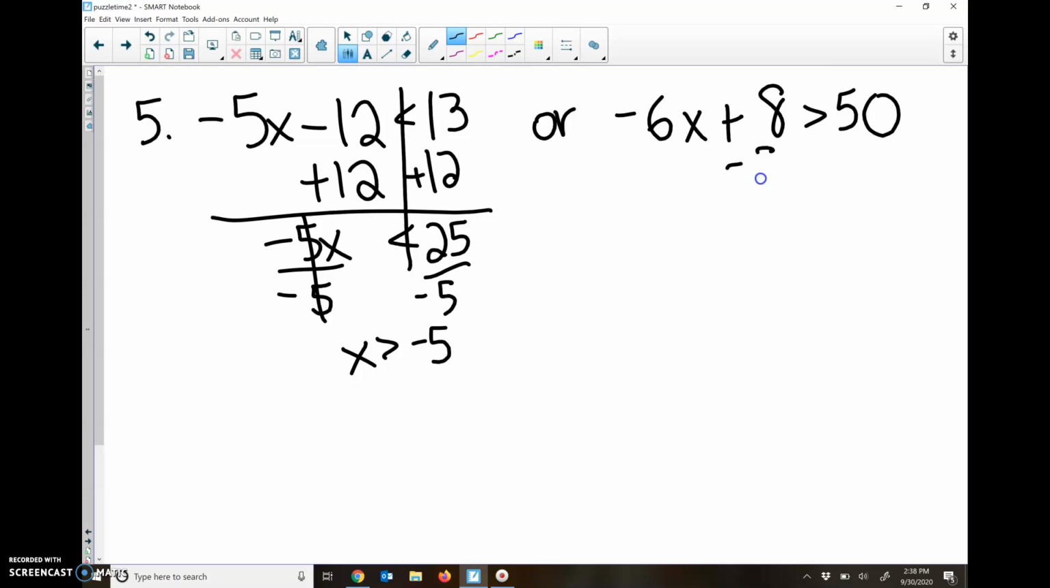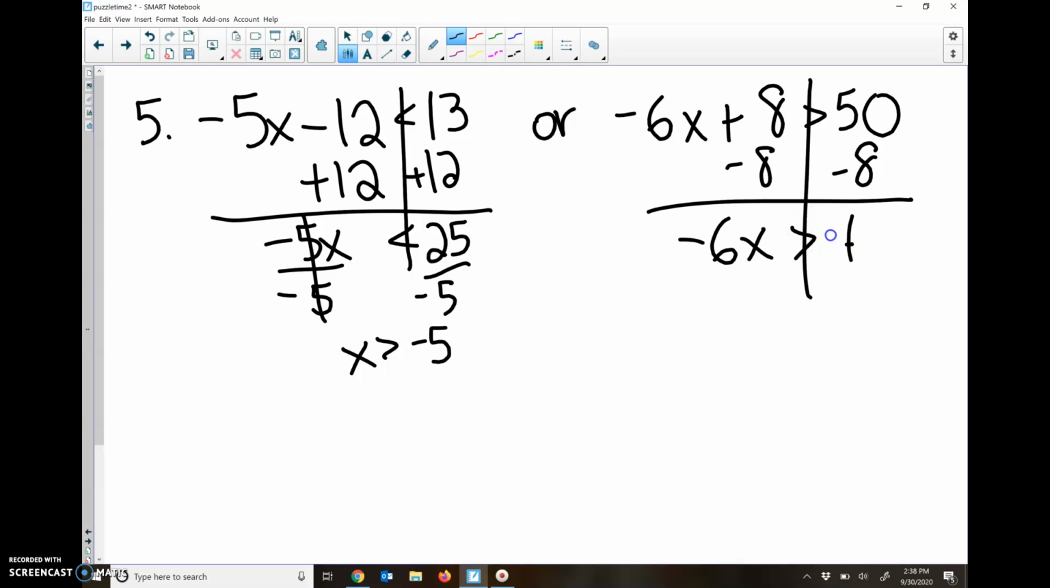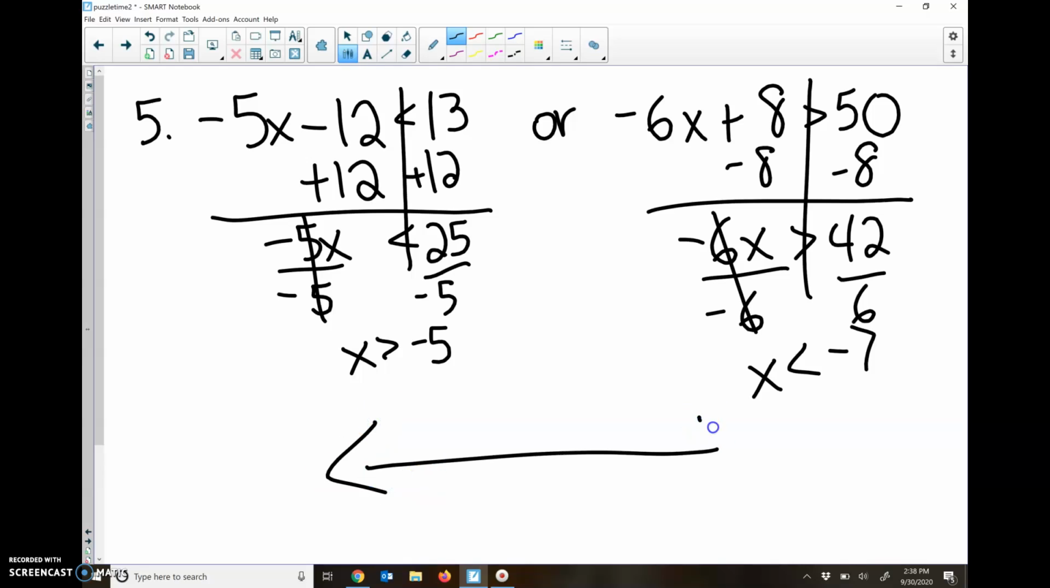Same thing over here. I'm going to subtract 8 from each side. So I get negative 6x is greater than 42. Then divide both sides by negative 6. So I get x, and I'm going to flip the sign because I divided by a negative 6. It isn't greater than anymore, it's going to be less than negative 7. So when I graph something like this, I have negative 7 and negative 5 here.